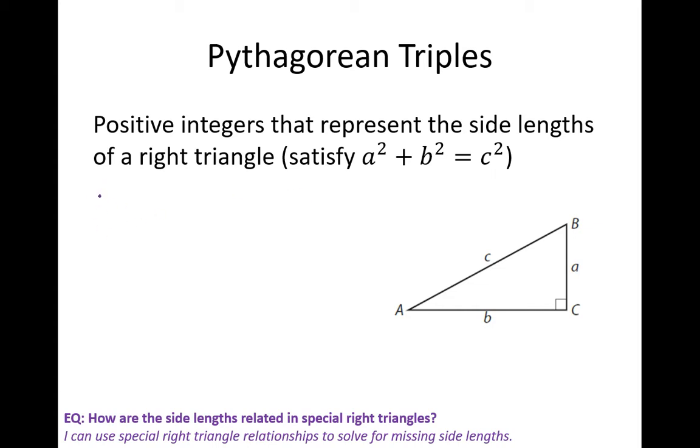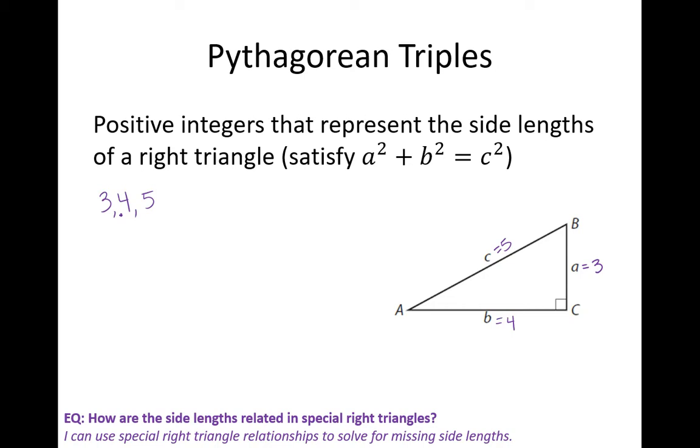So the first one we're going to look at is 3, 4, 5. What that means is on a triangle like the one that's given here, if a is 3 and b is 4, without actually doing the Pythagorean theorem, I can know, because 3, 4, 5 is a Pythagorean triple, that the hypotenuse must be 5, just by knowing that pattern.